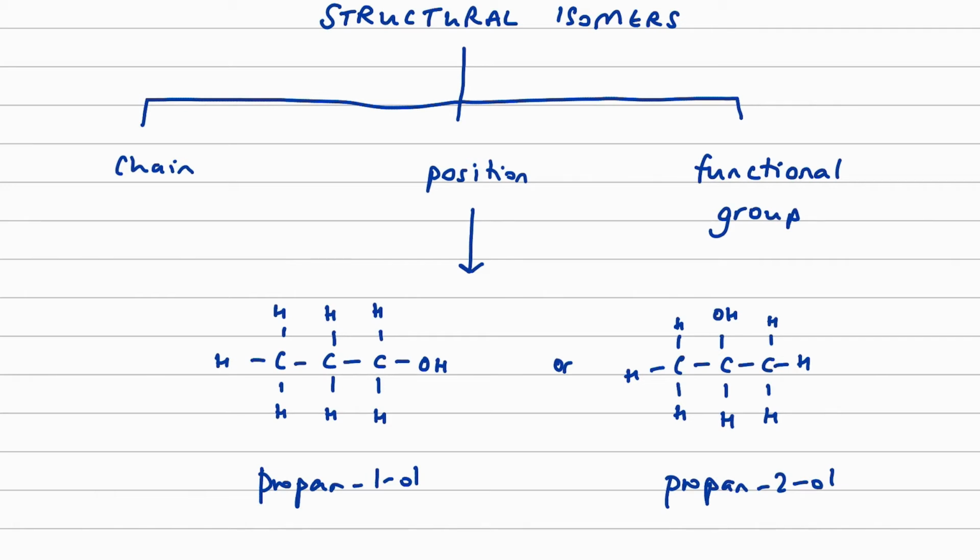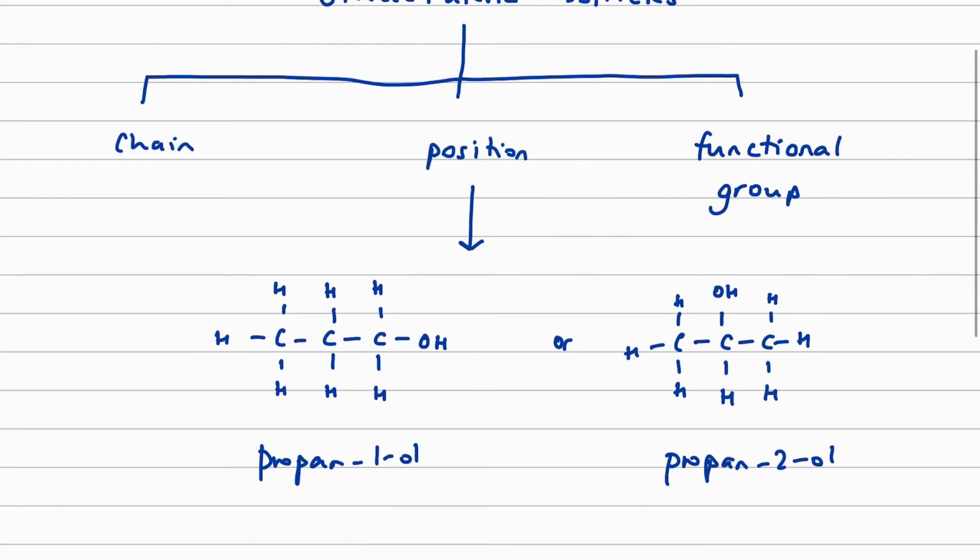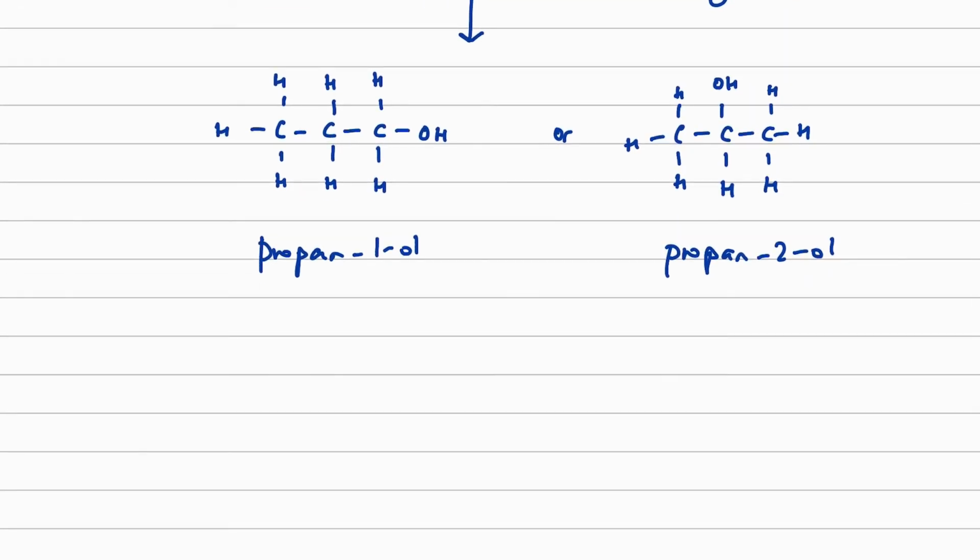With position isomerism, the difference between these two molecules might be in terms of their physical properties. There will be a very slight difference in this case in boiling points, again due to the way that the molecules are able to pack and the strength of the intermolecular bonding as a result of that. But it will also have an effect on their chemical properties. So for example, propan-1-ol is an example of a primary alcohol because the OH group is on the end of the chain.